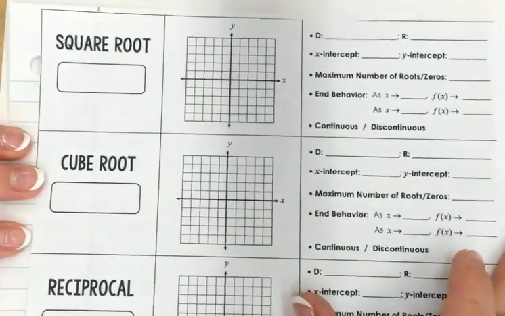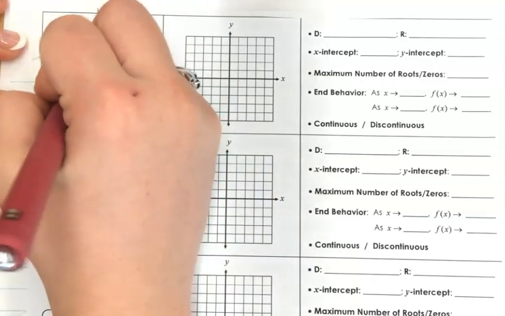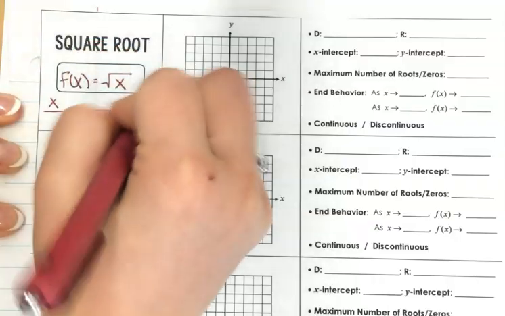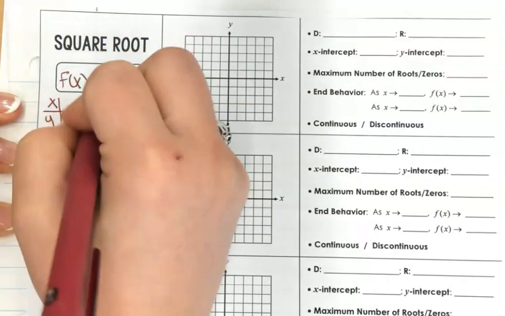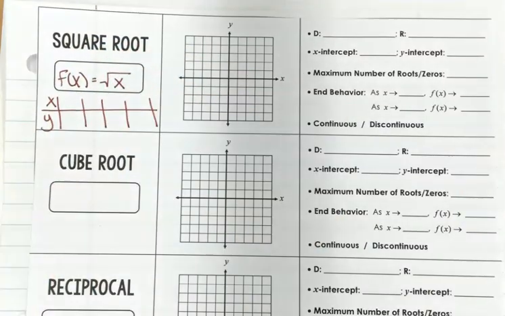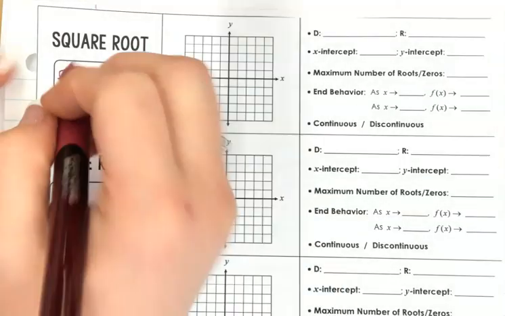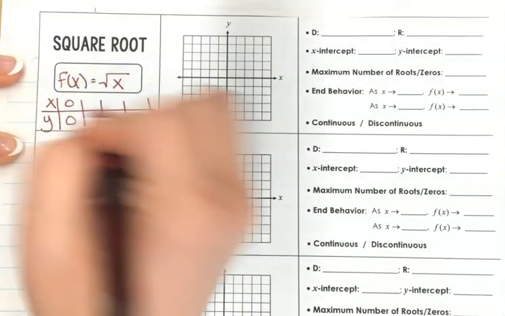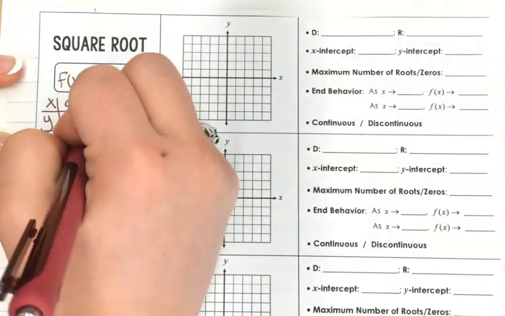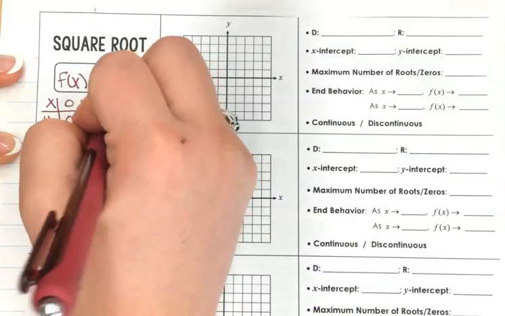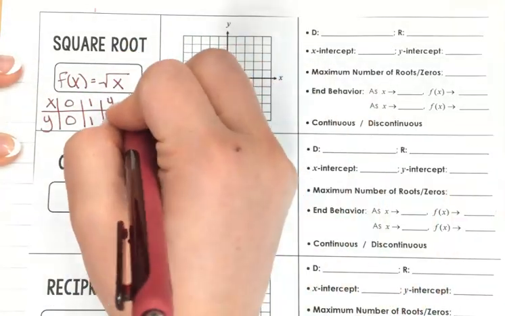Okay, we just have 5 more to talk about. The next one is our square root parent function. Now, with square roots, we cannot take the square root of negative numbers. So all of our inputs for what we're graphing are going to have to be positive. So the square root of 0 is 0. The square root of 1 is 1. The square root of 4 is 2. The square root of 9 is 3.